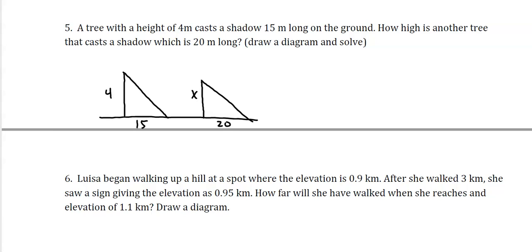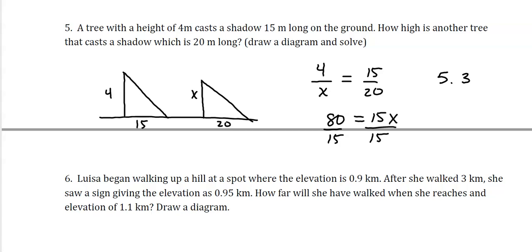So it's going to be a little bit taller. Height over height, shadow over shadow, and we get 80 equals 15x. Divide both sides by 15. And it looks like we get 5.3333, which is 5 1/3 feet. Well, 1/3 of a foot, since a foot's 12 inches, a third of that would be 4 inches. So 5 feet 4 inches. Or if I want to use the symbols, 5 feet 4 inches.